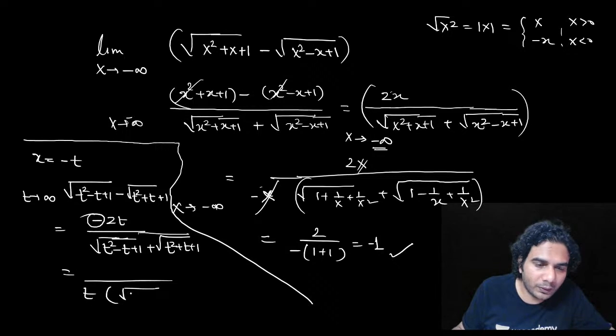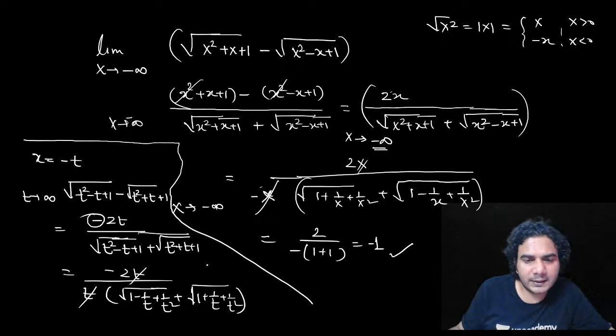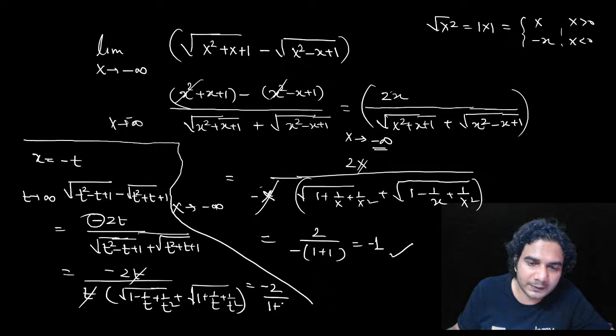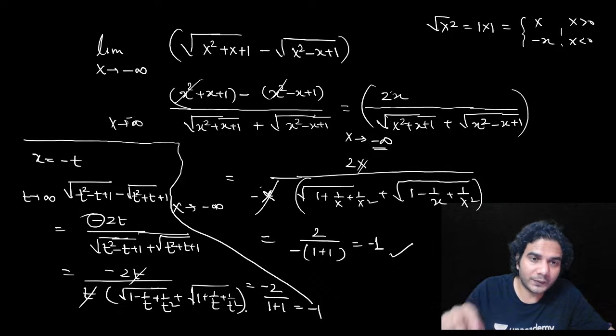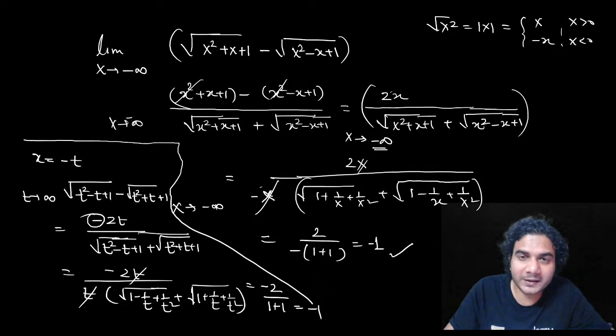It is going to be under root of 1 minus 1 upon t plus 1 upon t square, plus under root of 1 plus 1 upon t plus 1 upon t square, and minus 2t in the numerator. Then t and t will get cancelled, and put t approaching infinity. It is going to be minus 2 upon 1 plus 1, so the answer is going to be minus 1. All right, so this is another way of doing it. I hope it is clear.